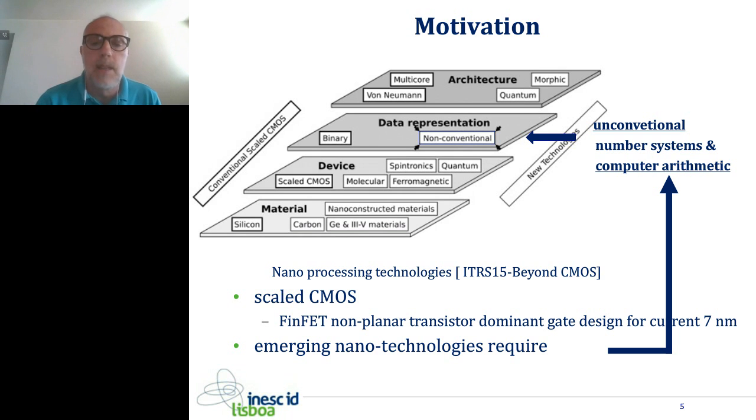On the right side, you can see different materials and devices like spintronics, quantum, and molecular devices. Then at the representation level, we can see what we call non-conventional number systems or number representation and computer arithmetic. That leads, on the top, to neuromorphic architectures, things like PIM, so processor in memory, all the kinds of architectures that we are exploring nowadays. So this talk will be focused on data representation and exactly what we call unconventional number systems and computer arithmetic.